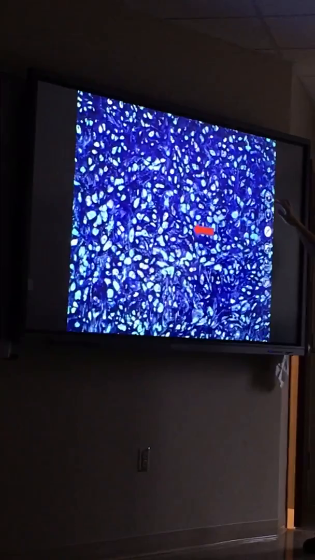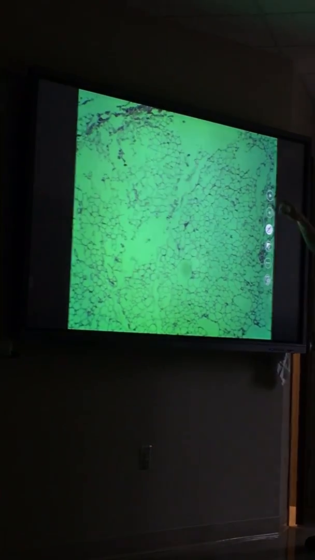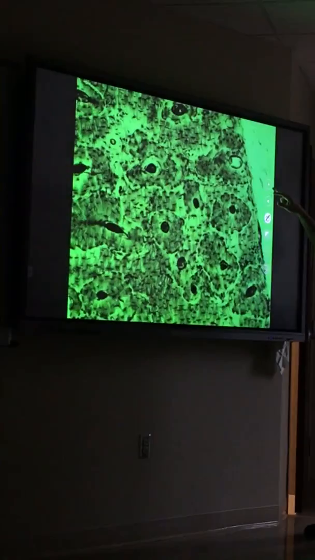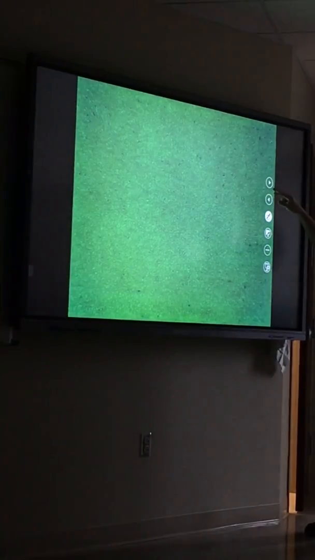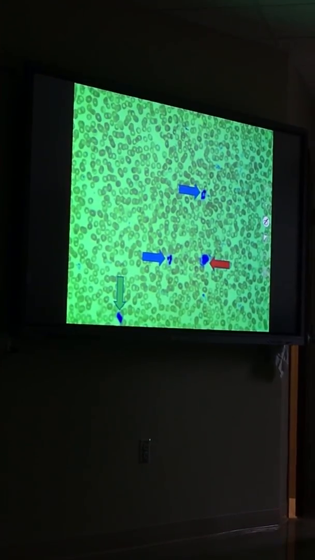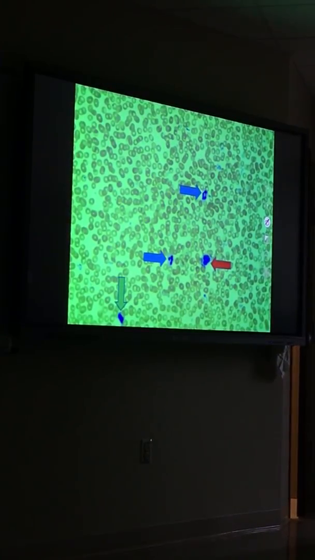I'm going the wrong way. Okay, and then we went to adipose, epithelium, nervous tissue, and then bone, and then it gets fun. Now we got blood. 40, 100, 400 power. Okay? Now there's 7 blood cells. Here we go, one more time.